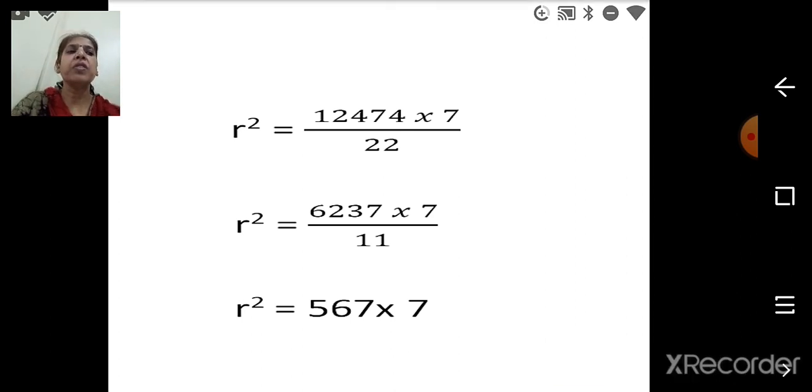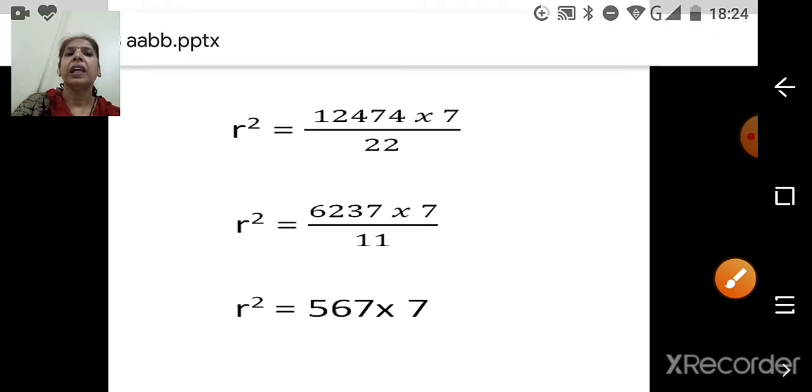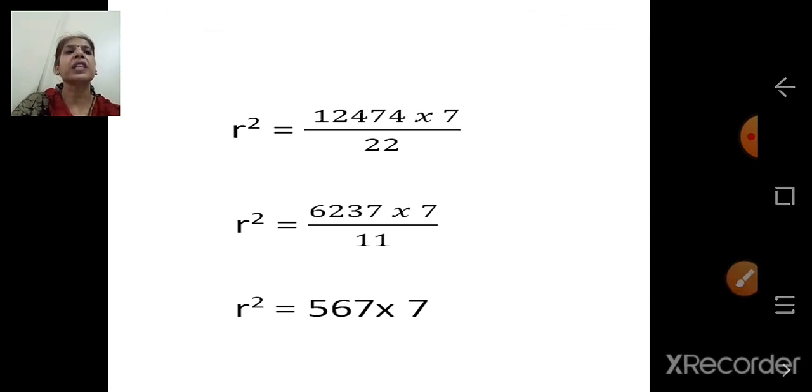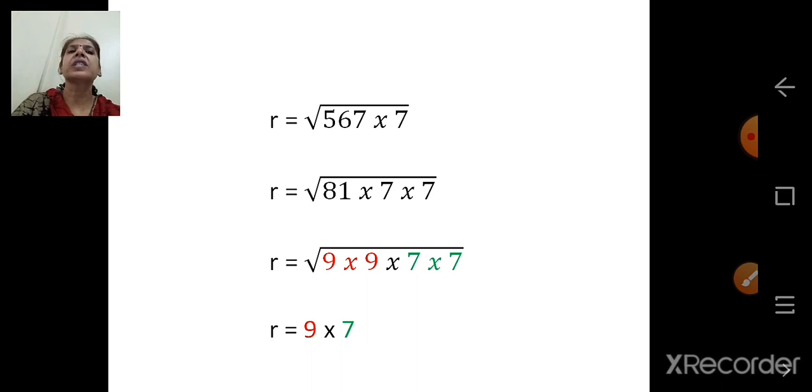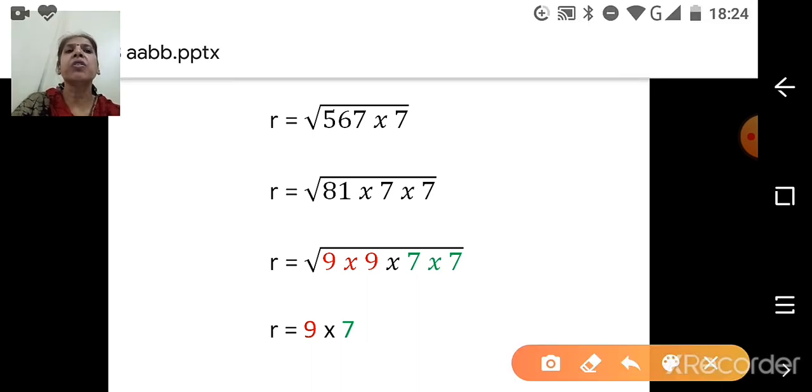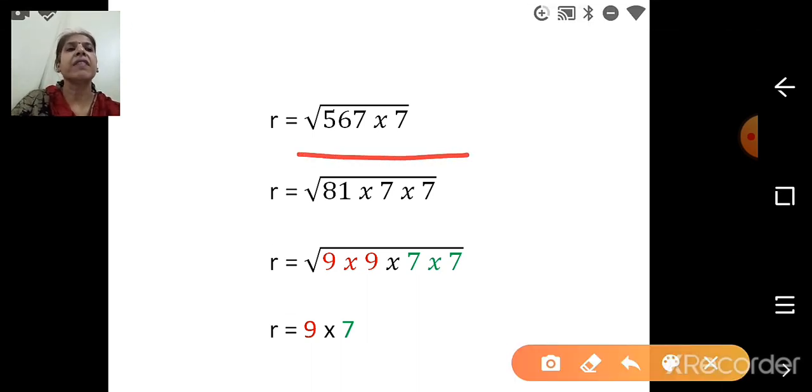Now we have to find r. How will we get r? Taking the square root. R is equal to root of 567 into 7. Always keep in mind, children, one factor 7 we are having. So first divide with 7 and get the number. When you divide 567 with 7, you will get 81. So it is 81 into 7 into 7.